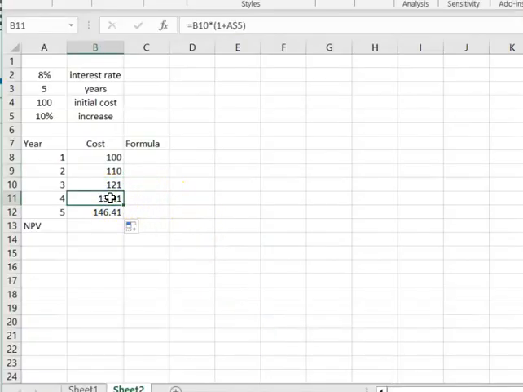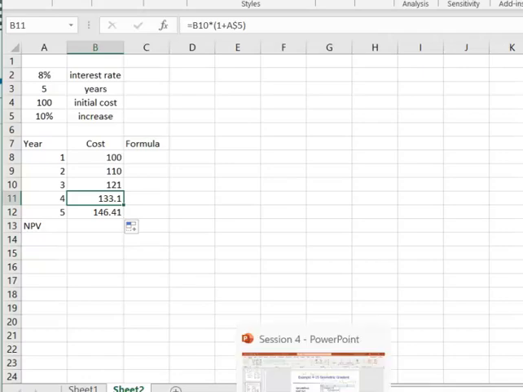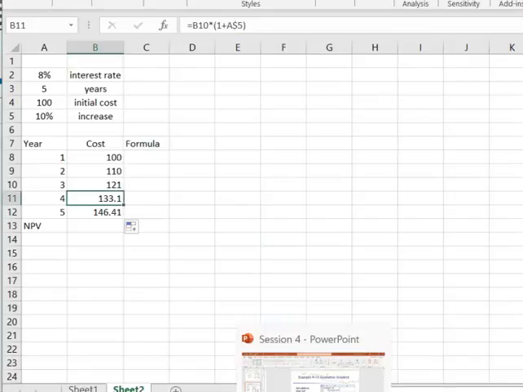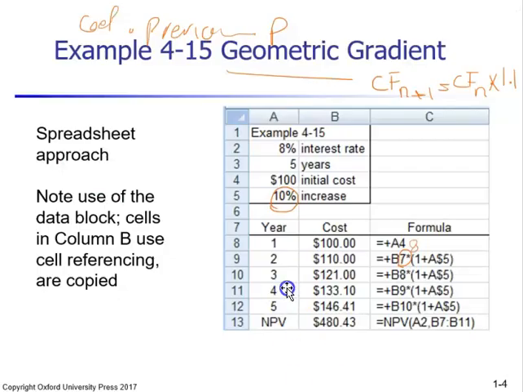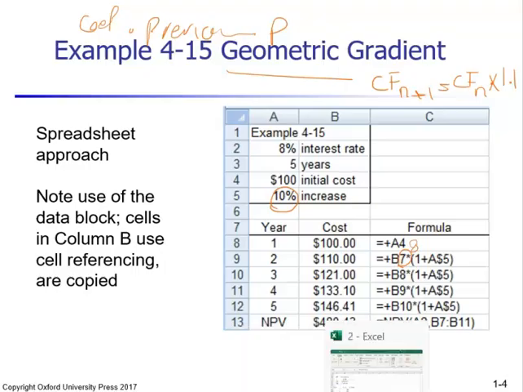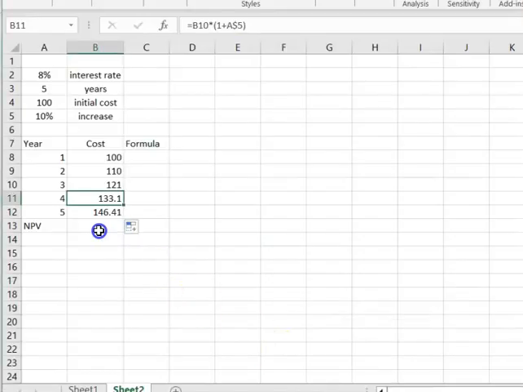For the one at row 11, it is B10 times 1 plus something. For the 4, you see it is B9. The values are correct, but the formulas are not. And that's just some typo that always happens.